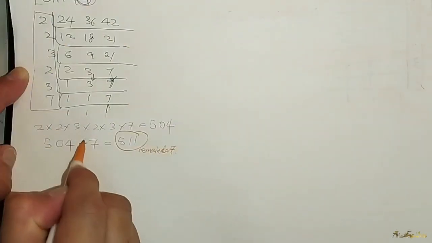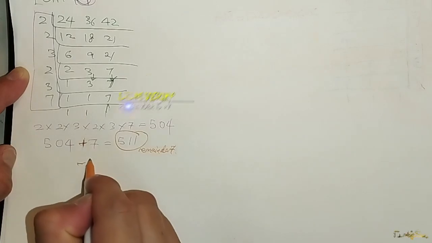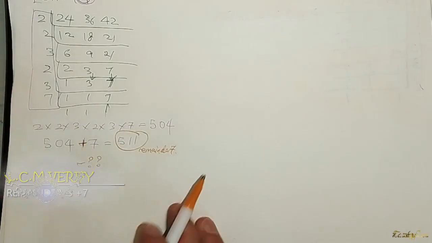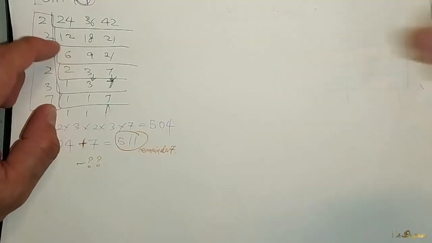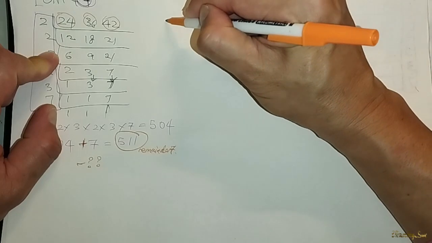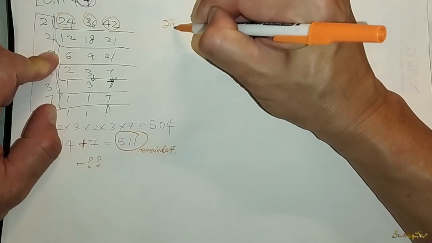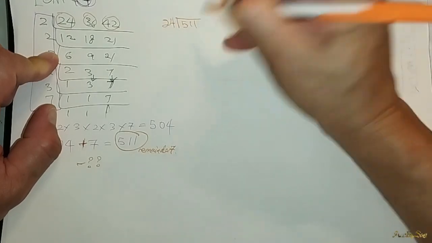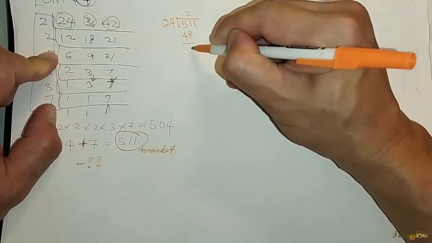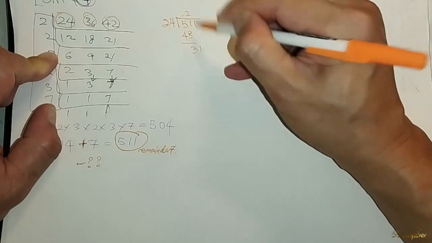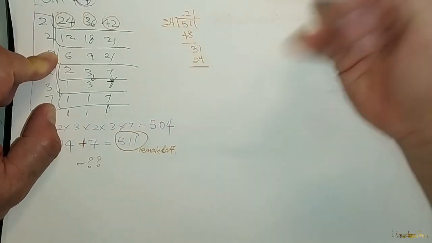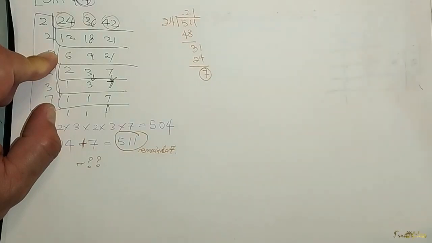Why plus? Why not minus? I'm going to do a working to show you why. To do a working, I will use these 3 numbers here. Ready? 24 into 511 is a long division: 2, 3, 1, bring down, you can only do 1 time, so it's 24, 1. What's the remainder? 7. Can you see?